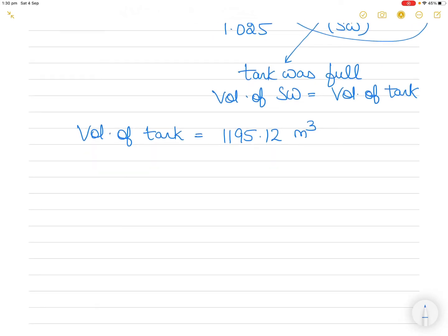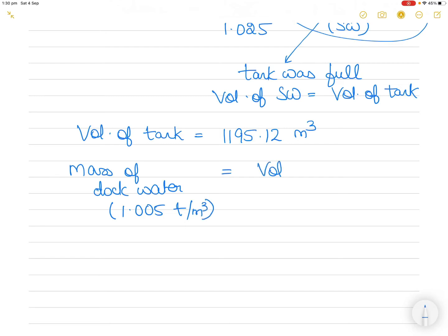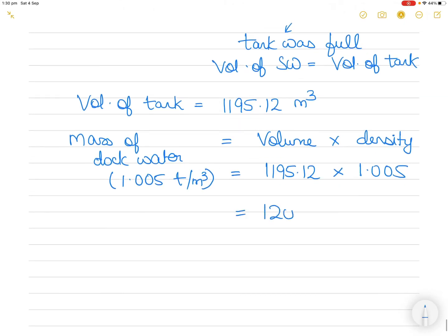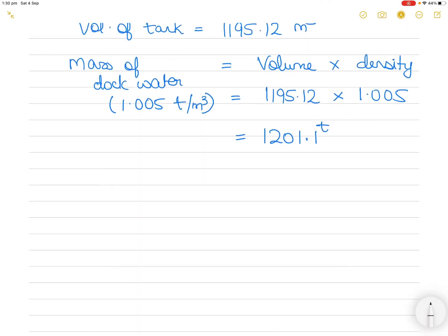Because if I replace it with dock water, the density of which is 1.005 tons per metric cube, how much mass of water did I load? Mass is volume times density. Now volume is 1195.12, the total volume of the tank. So if I fill up the tank again, but this time with dock water of a different density, 1.005, what do I get? 1201.1 tons.